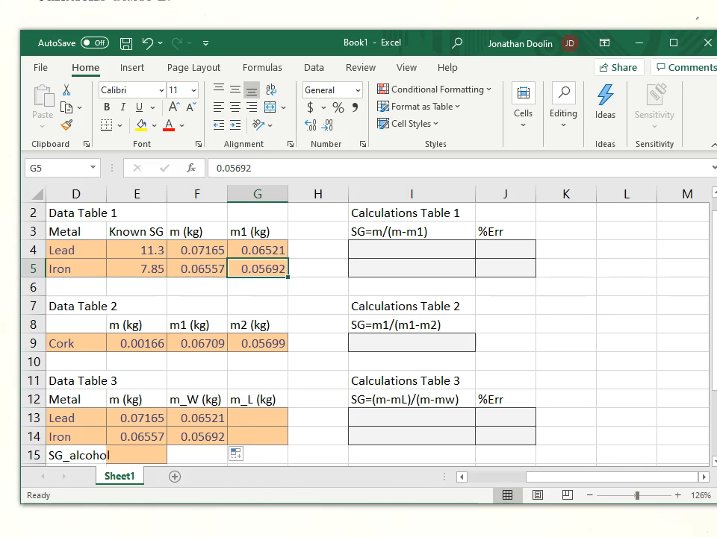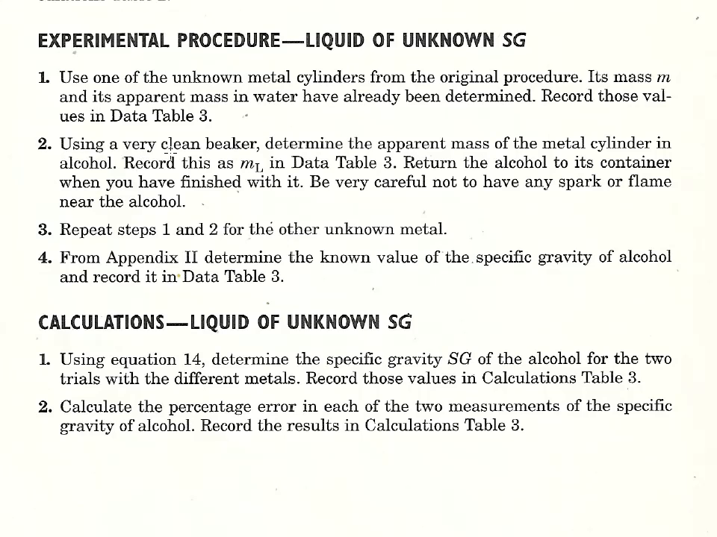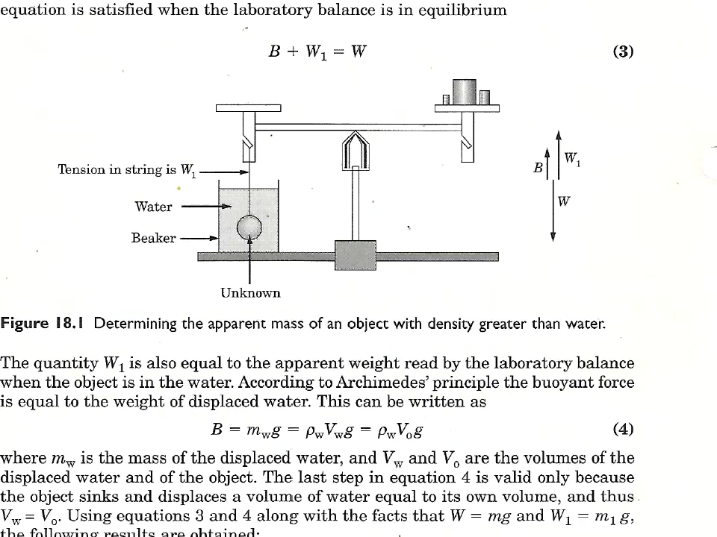Okay. Part 2, using a very clean beaker, determine the apparent mass of the metal cylinder in alcohol. Record this as M sub L in data table 3. So that's going to look just like this experiment, except that instead of water in the beaker, we're going to have alcohol in the beaker. And we'll do that twice, once for each of the unknowns. Well, actually, once for the iron and once for the lead.